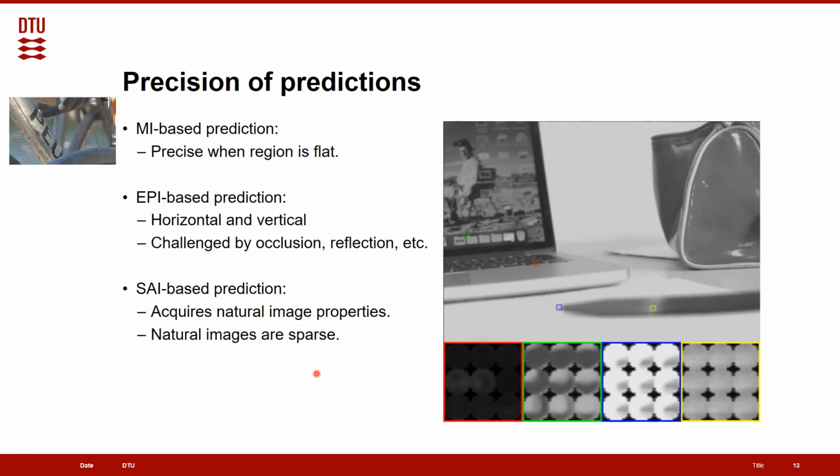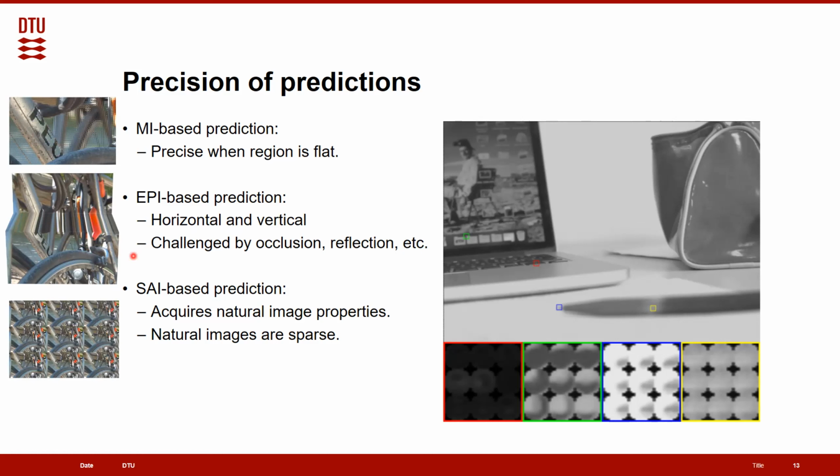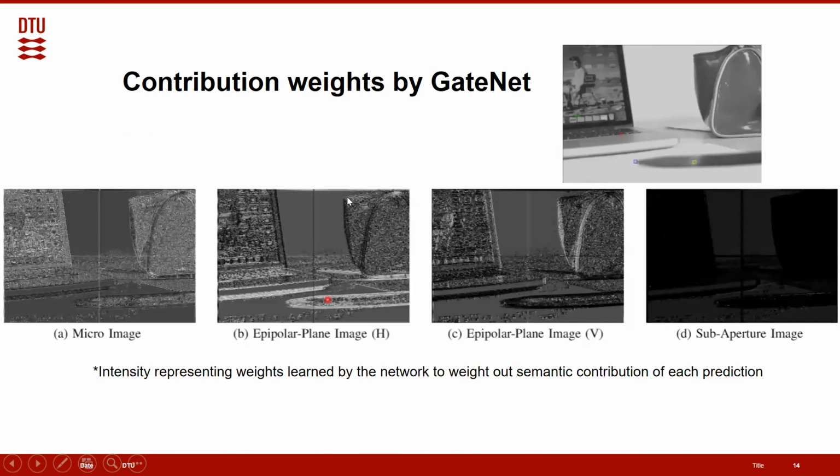The micro images are good when the region is flat. The EPIs have the clear structure we saw, both horizontally and vertically, but they are challenged by occlusions, reflections, etc. And then we have the sub-aperture images, which have image properties, but in some sense are somewhat sparse. But let's see what the GateNet decided and how it used this.